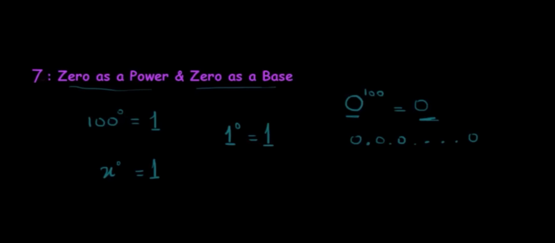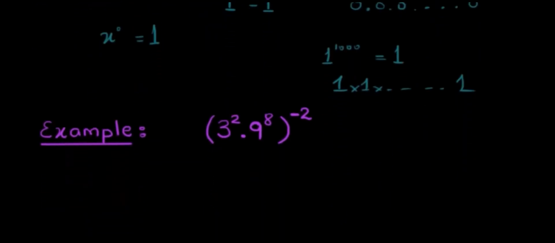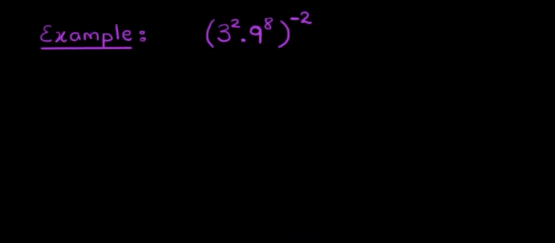Two more things that we would like to recall from what we learned in the previous years. And while we're here, I'll just say something else: 1 to the power anything. 1 to the power 1,000 would still be a 1, because 1 times 1 times 1, 1,000 times is a 1. So that's that.